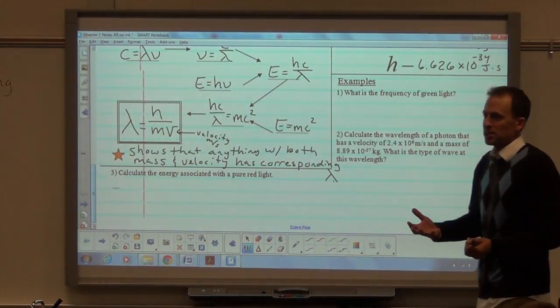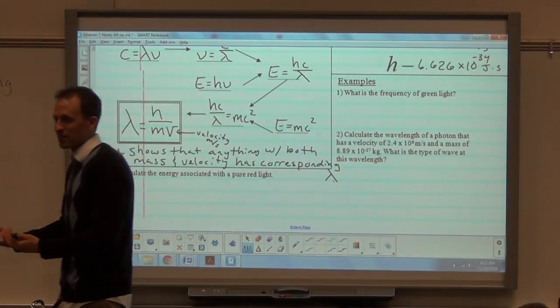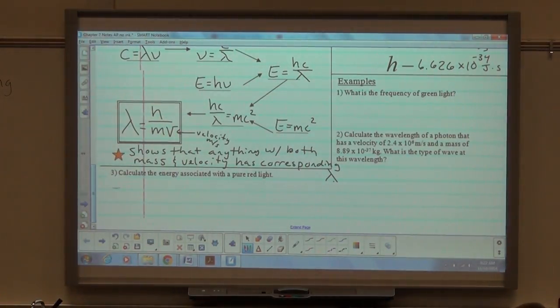Well, wait, it might be a particle. Exactly, it has a dual nature. So we can talk about it in terms of wavelengths and frequencies. We can talk about it also in terms of mass and velocity.